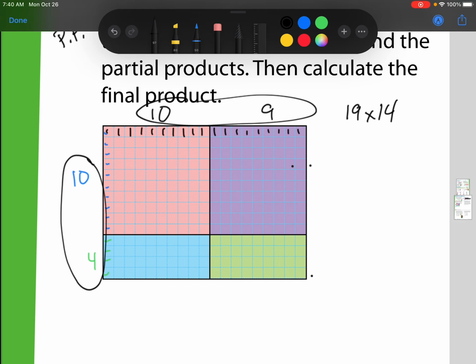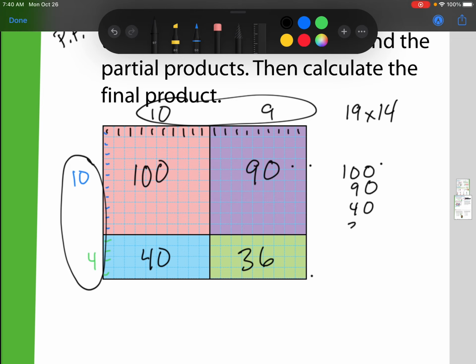It wants us to find our partial products. 10 times 10 is 100. 10 times 9 is 90. 10 times 4 is 40. And 9 times 4 is 36. So now we can add those up. We have 100 plus 90 plus 40 plus 36.